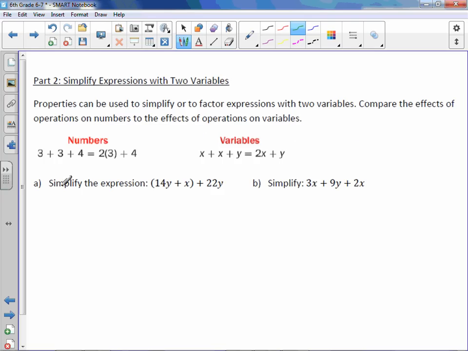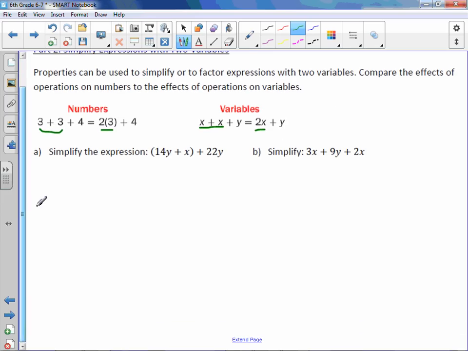Okay. So with numbers, we could say there are 2 3's, so 2 times 3, and then tack on the 4. So we can write it in a shortened way. Similarly, there are 2 x's, so we can say 2 x's plus tack on the y at the end. Okay, so it works very similarly, only we don't know what x is or y is, and they are different amounts. So let's take a look at this first expression here.